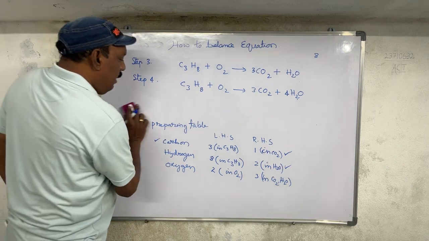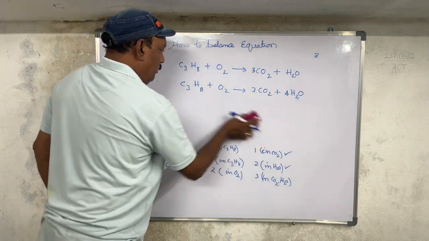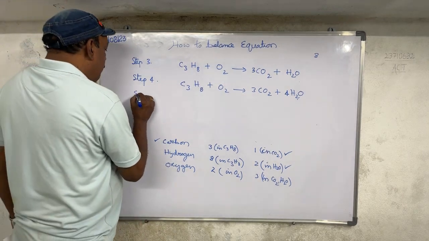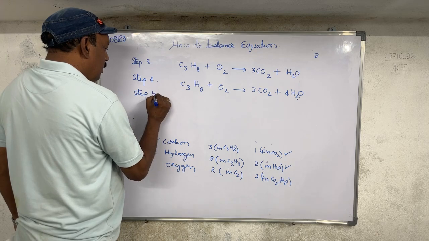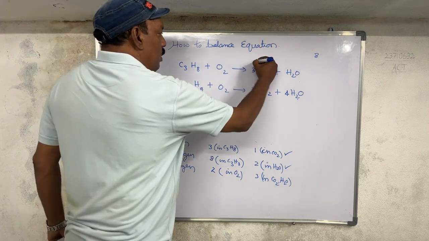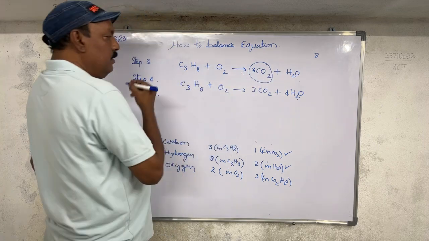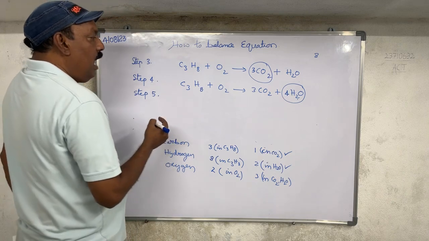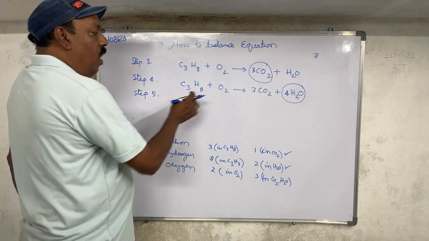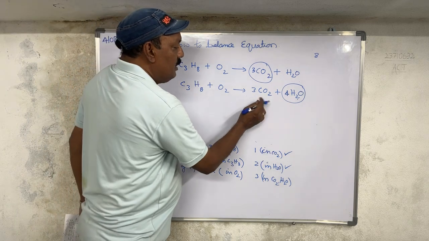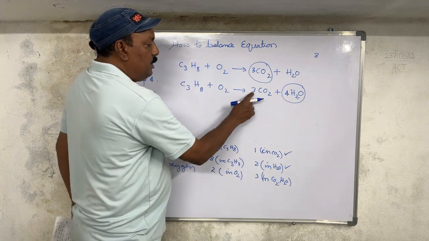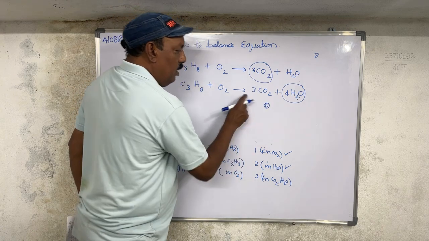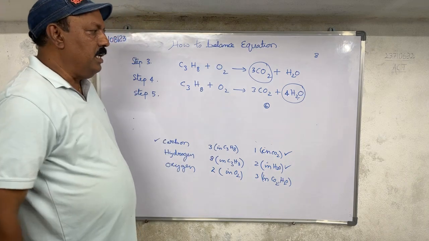Now in step number 5, what I am doing here, carbon balanced in step number 3, hydrogen is balanced in step number 4. Now I am balancing the oxygen. Here, how many oxygens are there? Just we will check first. 3 2s are 6. Here 6 oxygens are there.